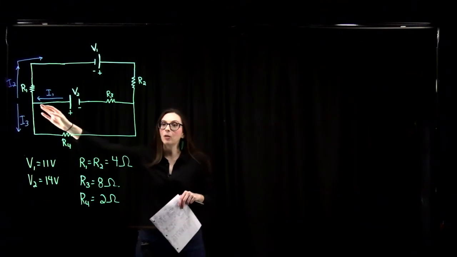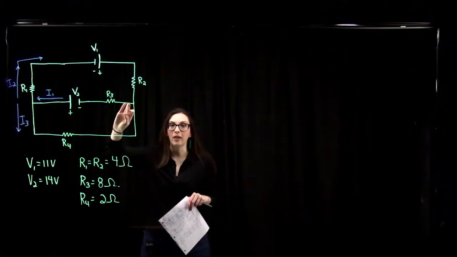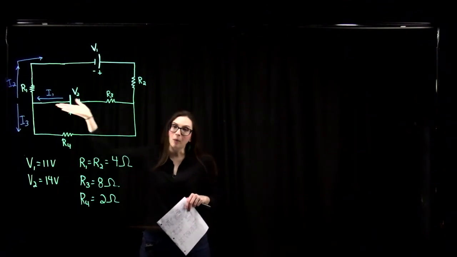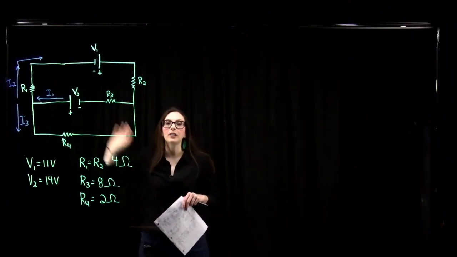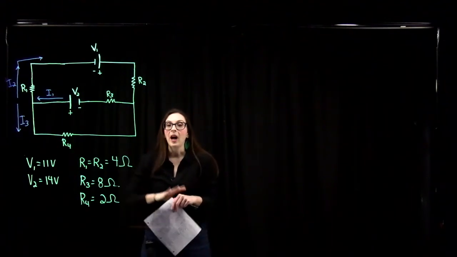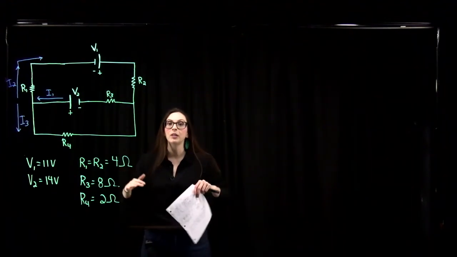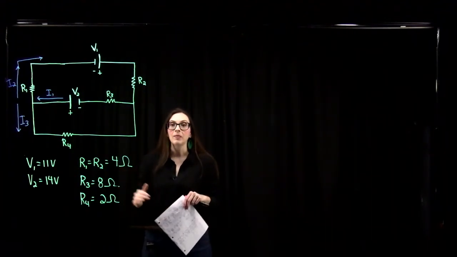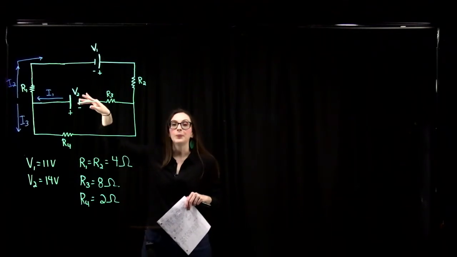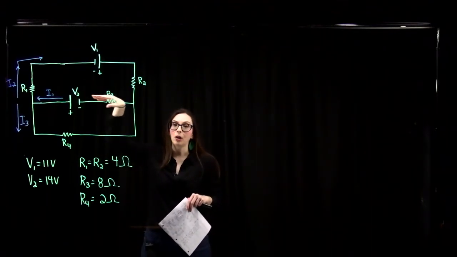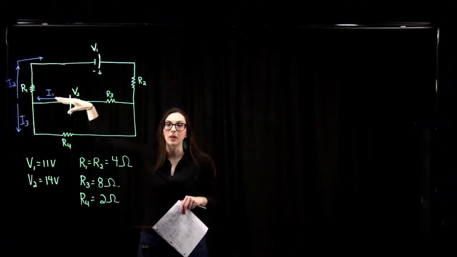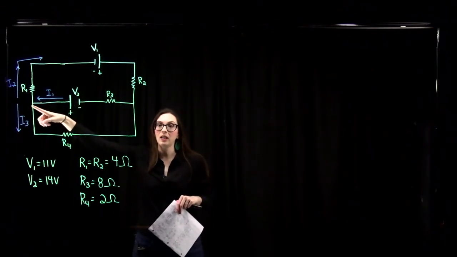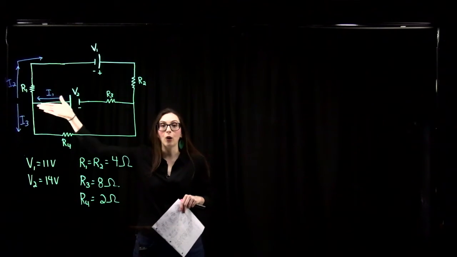Right here we have a junction, and right here we have a junction. With our junction rule, we said that all of the current coming into the junction must equal the sum of all the current coming out of the junction. I've chosen a particular direction for the current in the circuit. I'm going to call I1 the current that's running this direction down this middle branch of my circuit. Then it reaches this junction and that current divides.